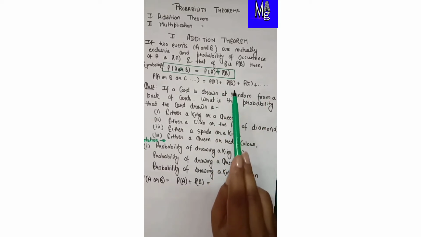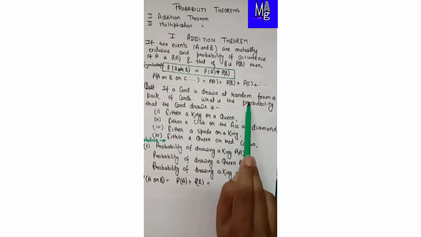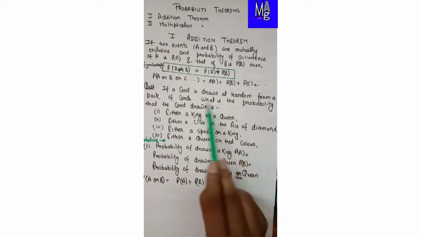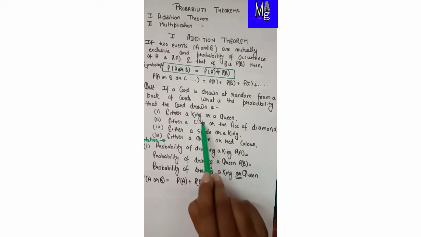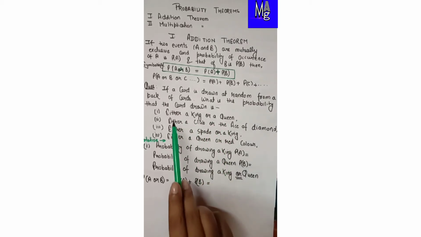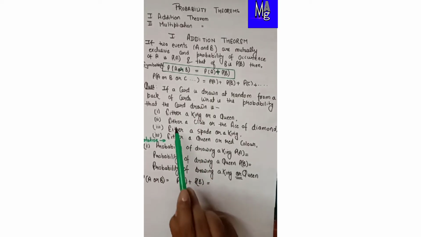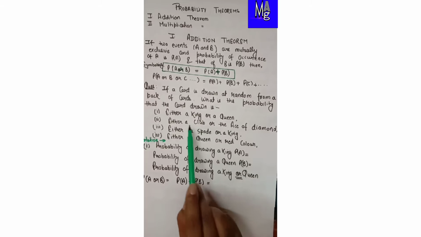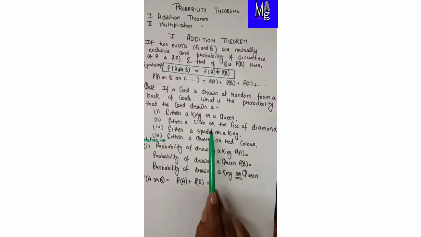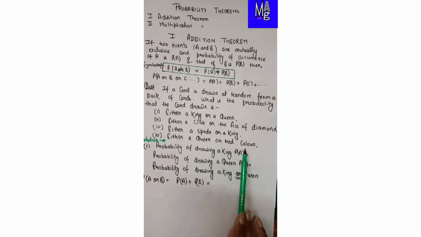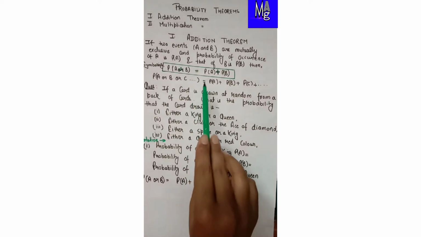So let's take up a question over here. If a card is drawn at random from a pack of cards, what is the probability that the card drawn is either a king or a queen? It clearly says either or. That means you have to opt for addition theorem itself. In the second question also it is saying either a club or the ace of diamond. Here also it is saying either or, so you are going to opt for the addition theorem. Next is either a spade or a king, either a queen or a red color. So these all questions signify that we have to opt for this addition theorem.